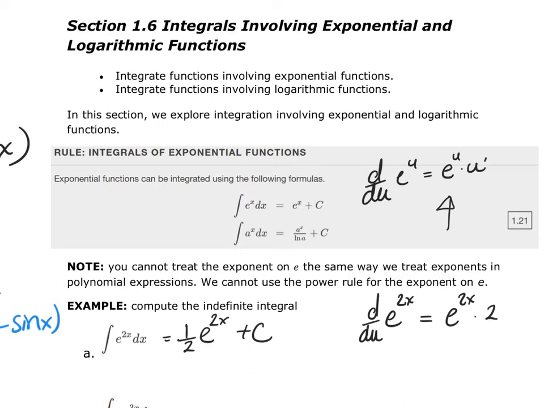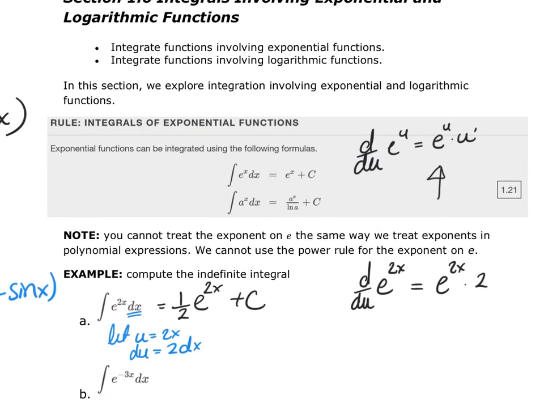And if I'm not certain, then I can always do the U substitution. I would have said, let u equal 2x. That means du is equal to 2 dx. I see I have the dx, but I don't have the 2 there. So what I would have done is made the adjustment by saying 1/2 du is going to be replacing dx.